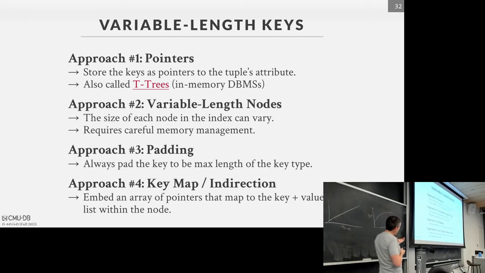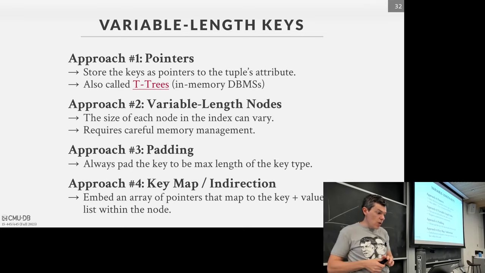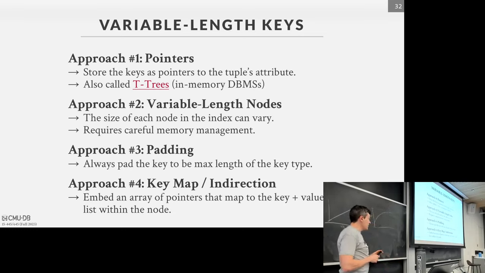You could support variable length nodes, where the size of the node can vary within the index. You may want the same potential number of keys in every single node, but you may not have enough space to store all those keys within that node. As far as I know, only academic systems do this. Nobody does this in the real world.